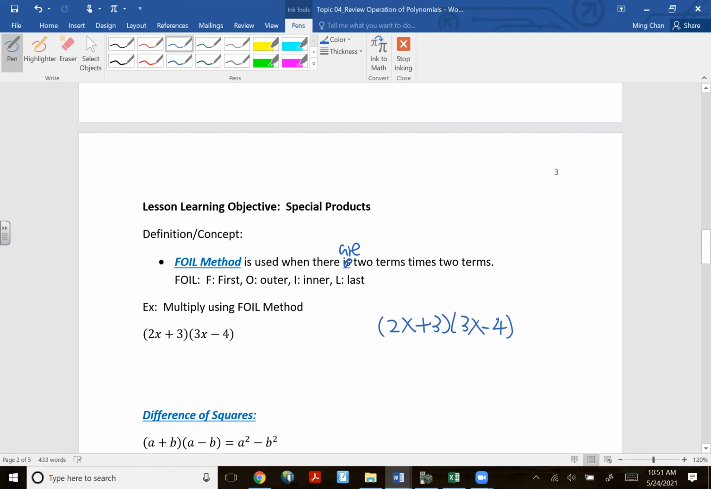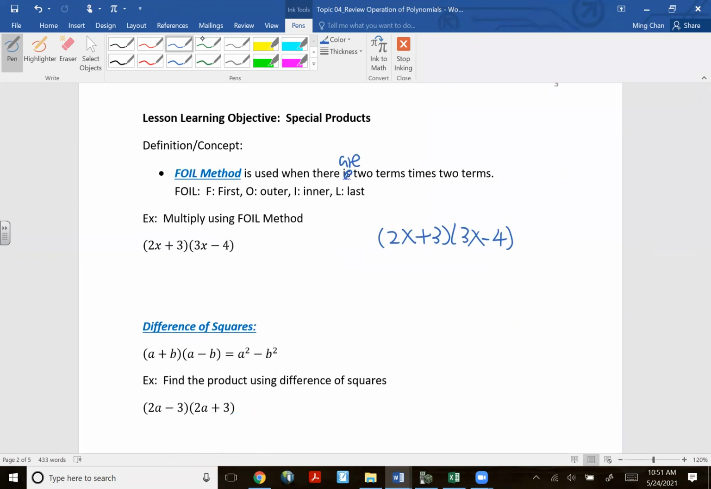The FOIL method is just like multiplication of polynomials. You have 2 terms in the first parenthesis, so the 2x will need to do a distribution. When you write it out, it's really saying the 2x will times 3x minus 4, then the positive 3 will also times the 3x minus 4. That's what it really is. Instead of writing it like this, we can just say the first thing you do is 2x times 3x. That's first. And 2x times 3x is 6x, what? Squared, right? x times x is x squared.